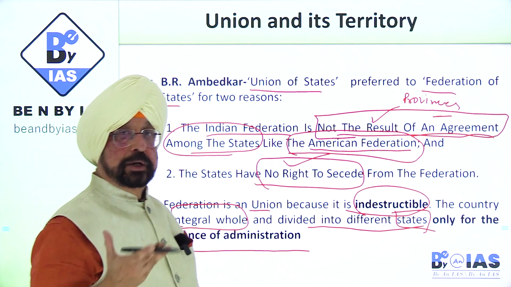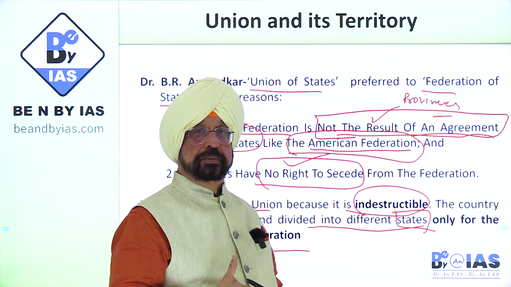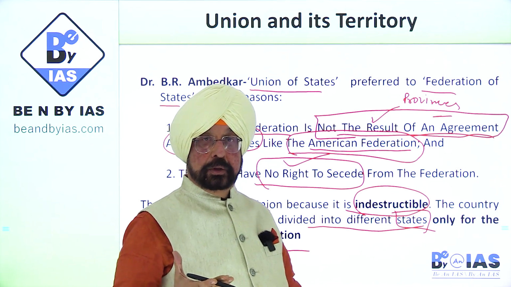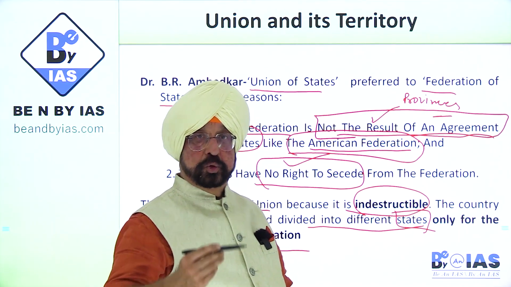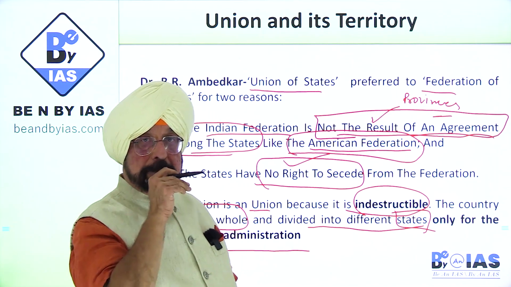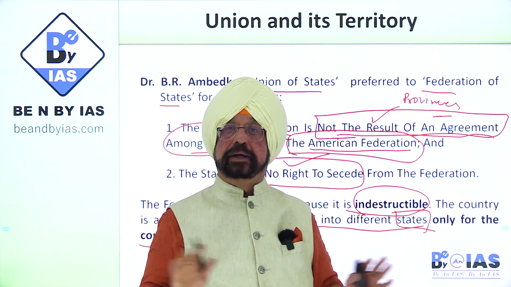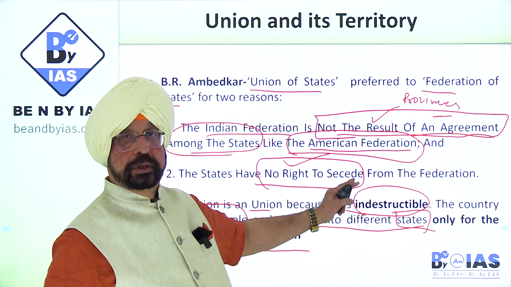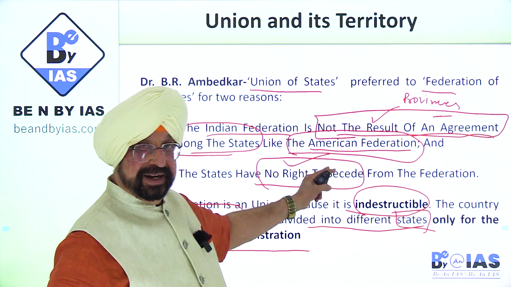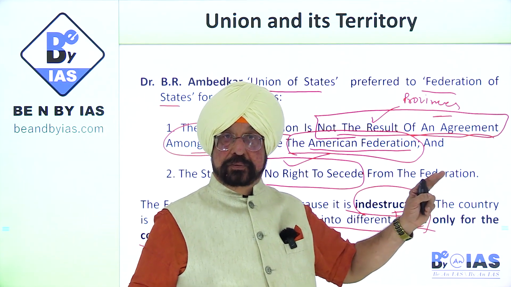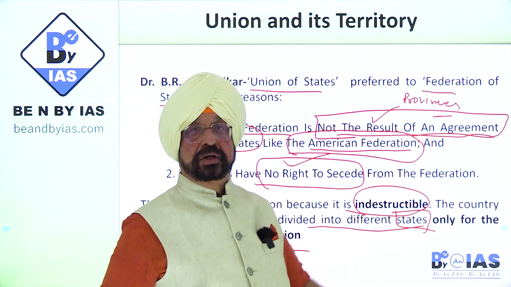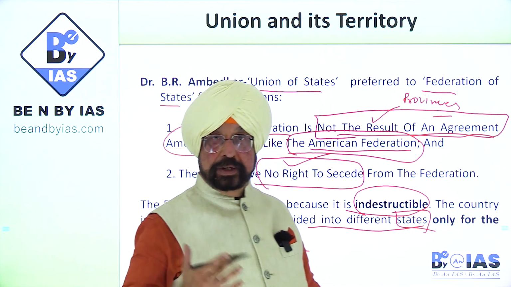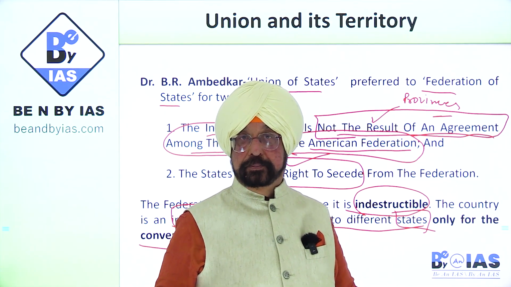states, they had to sign an agreement of accession, instrument of accession, not an agreement. They had to sign an instrument of accession. So Indian Federation is not the result of any agreement, whereas the other federation, that is the Federation of United States, is a result of an agreement. Is it clear or should I further simplify it?